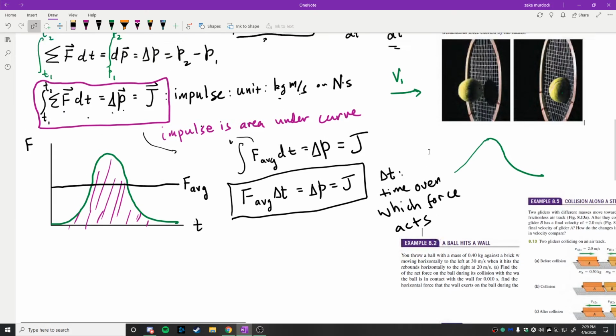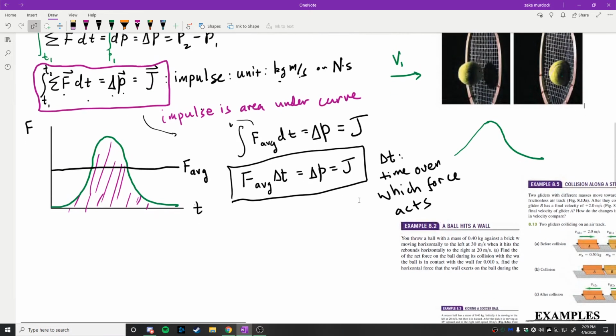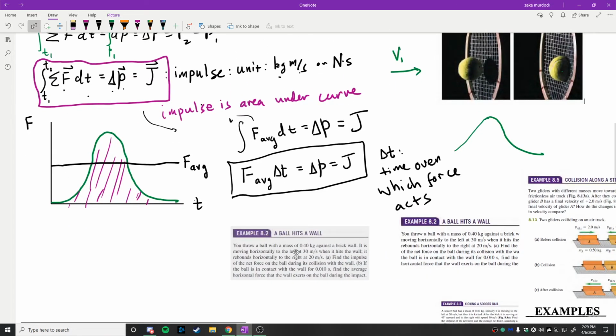Like in this case right here in this picture, they're saying that the tennis ball is in contact with a racket for about 0.01 seconds. That would be your delta t, basically. Okay. So we're going to use this idea to solve a problem.